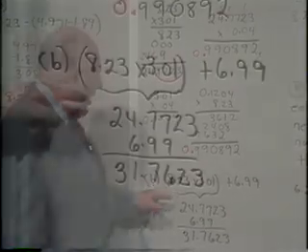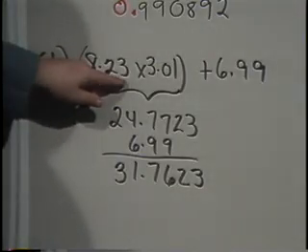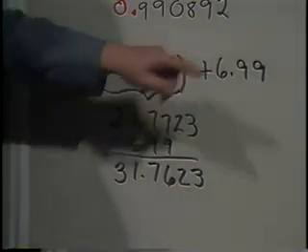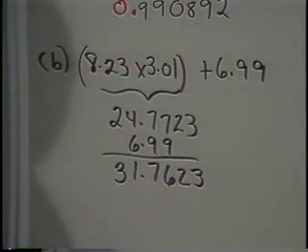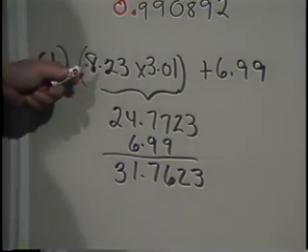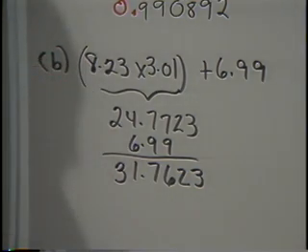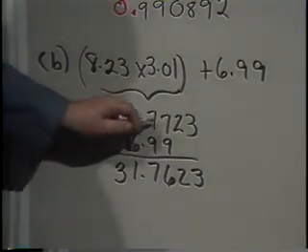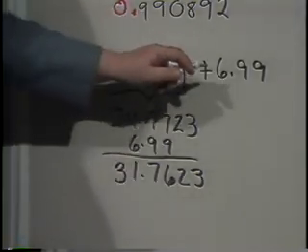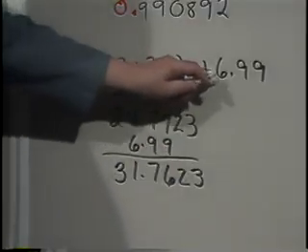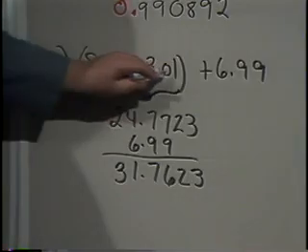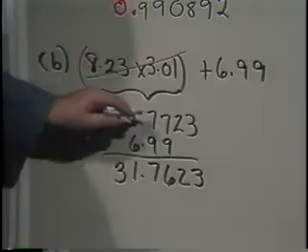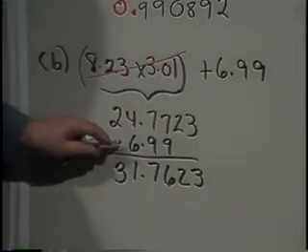Now, Part B says, multiply 8.23 times 3.01. Remember, everything in parentheses is done first. Then add on 6.99. Well, this is easy, because in doing Part A, I already multiplied 8.23 times 3.01 to get 24.7723. Now, how do you add? To add, you simply take the 2 numbers. The product of 2 numbers is a number. So this is the number. I add 6.99 to it.